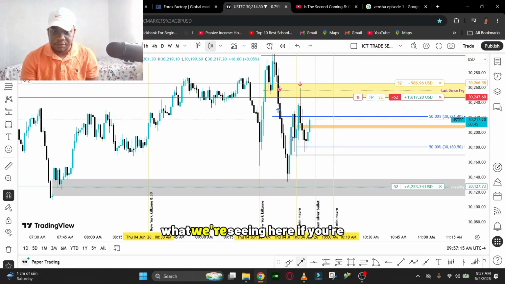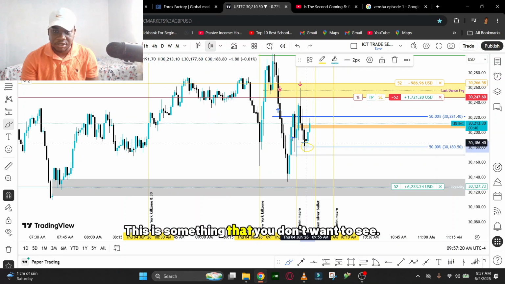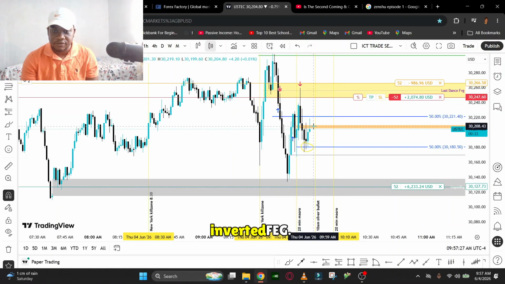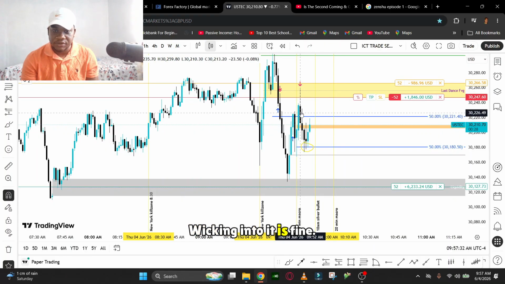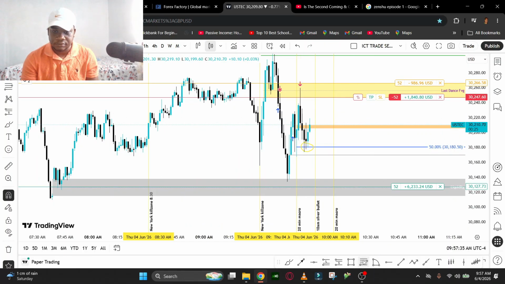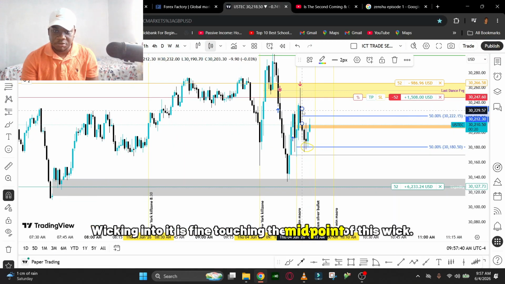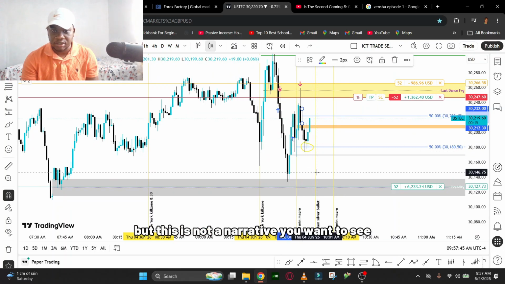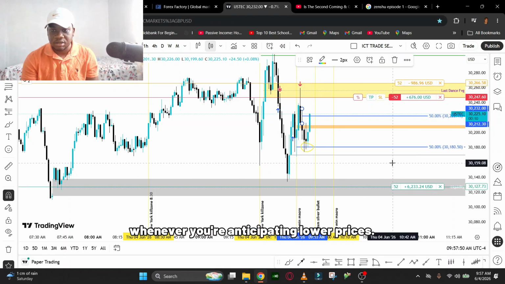This, what we're seeing here, if you're bearish, this is something that you don't want to see. The midpoint is being heavily respected and the market is pushing above this inverted FEG, so you don't want to see it break and close above here. Wicking into it is fine, touching the midpoint of this wick, but this is not a narrative you want to see whenever you're anticipating lower prices.